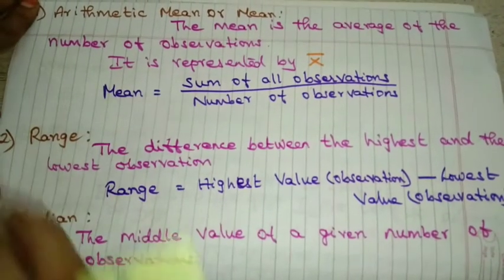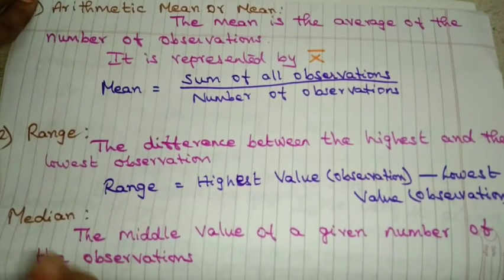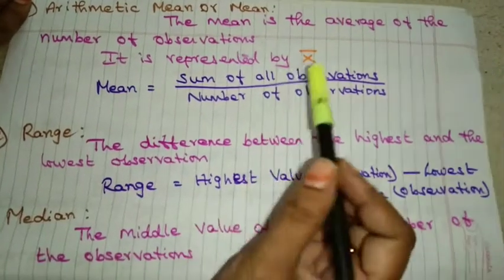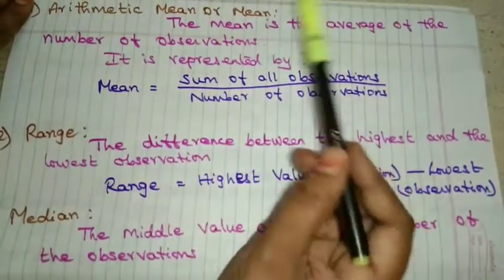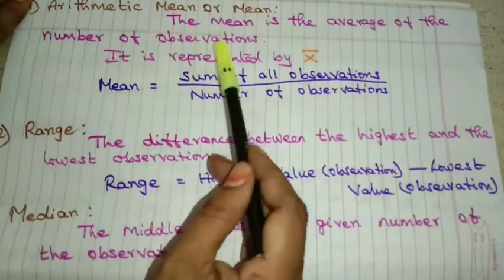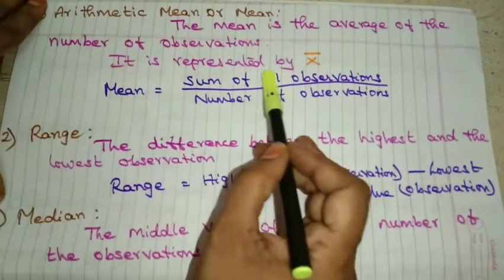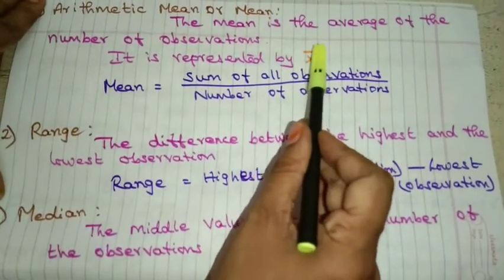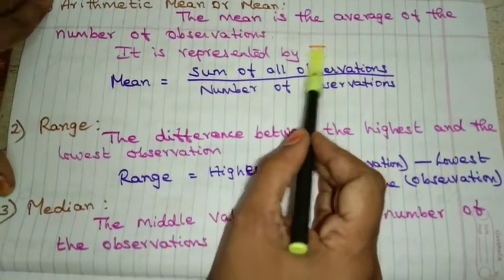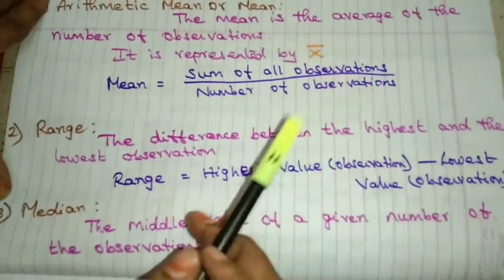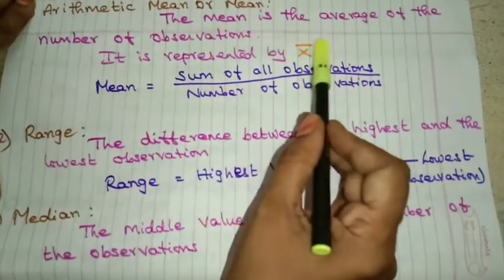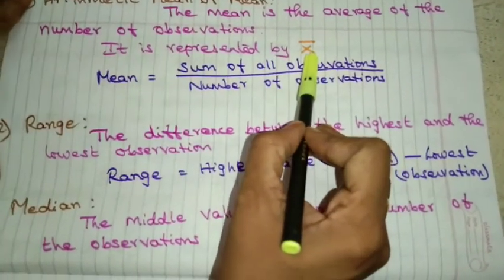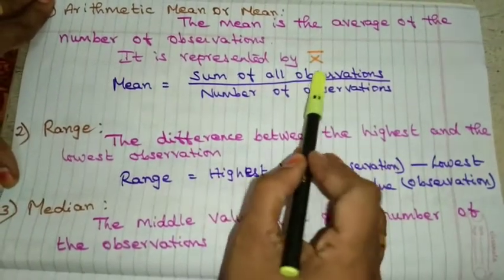You will add all the values given and divide it by the number of values given. That is called as average. Arithmetic mean is nothing but the average of the number of observations. You represent an arithmetic mean by x and a dash on its top. So we call it as x bar. That is a symbol of representing arithmetic mean.